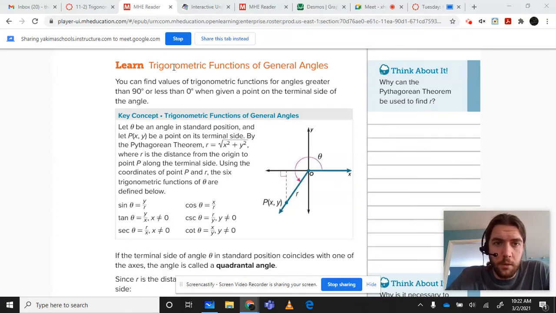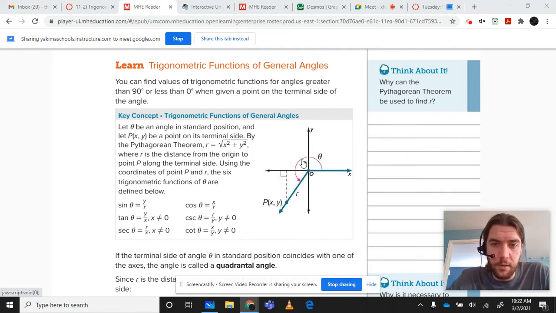Okay, so we're going to talk about learning trigonometric functions of general angles. Now, when they say general angles, they just mean any angle. So, for example, if your angle was bigger than 180 degrees, down here at like 210, 220, it's a little complicated to think of what is the opposite side to that angle?